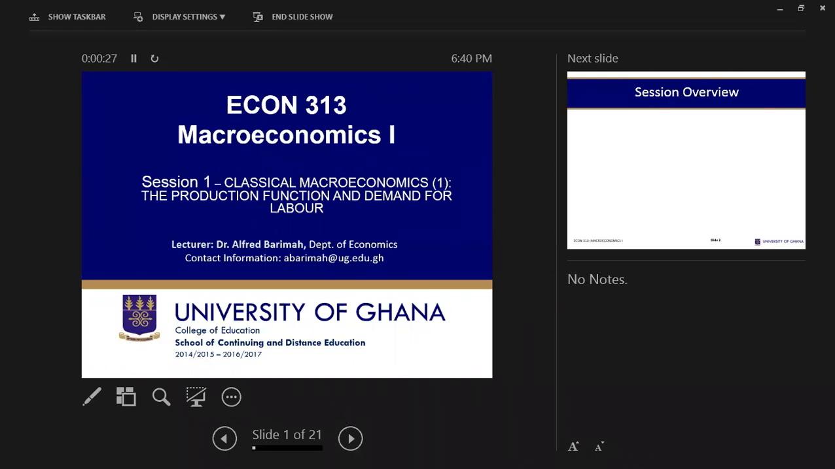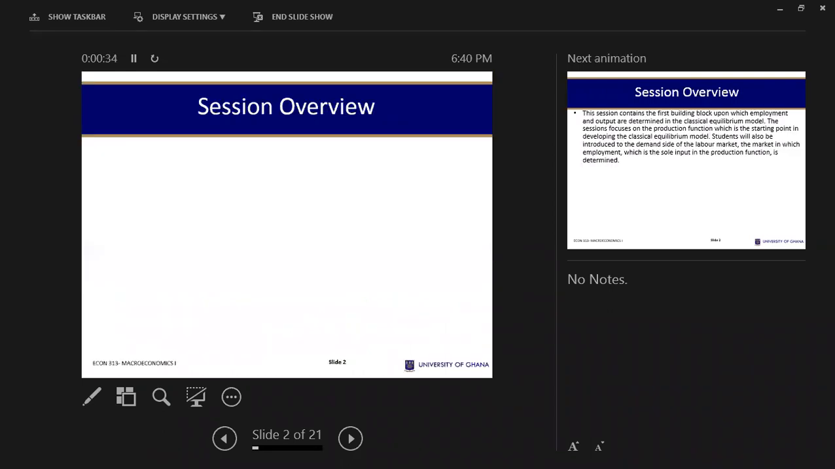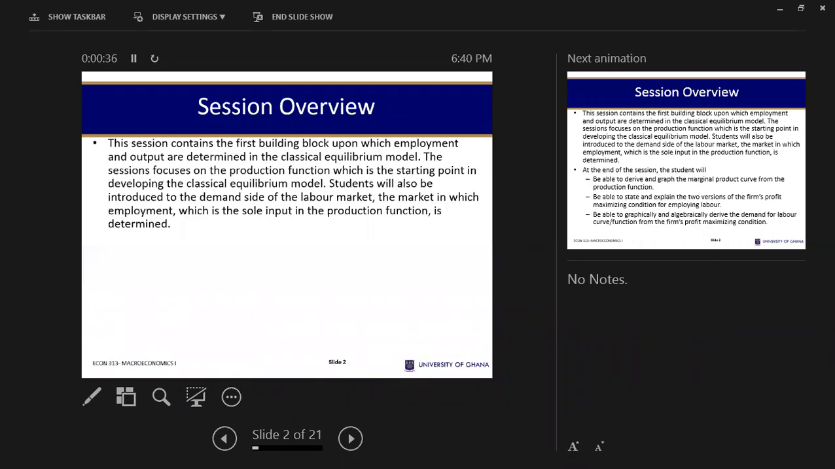Right. So today we are looking at macro one. Okay. So let's look at what we'll be doing today. We'll just be looking at how to determine equilibrium output and then equilibrium in the labor market.